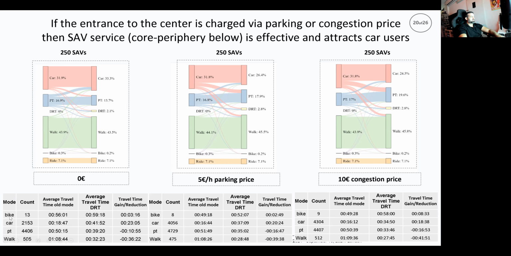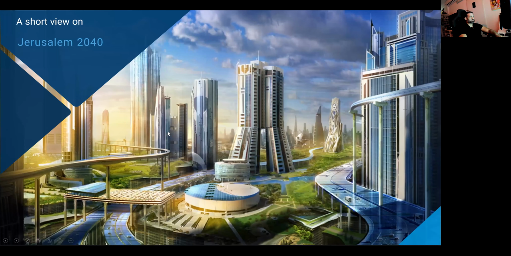And here below, we can see how many agents change their behavior. So this is the calibrated, how many change from car to car. We have 2,000, and this is how many change to shared automated vehicles. You can see 4,000 move from public transport to shared automated vehicles. And when we have pricing, we have more car users going to shared automated vehicles.